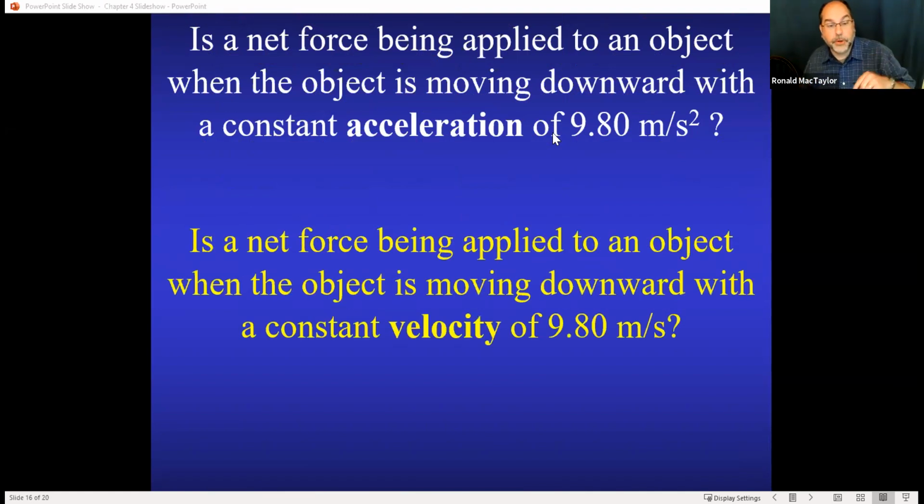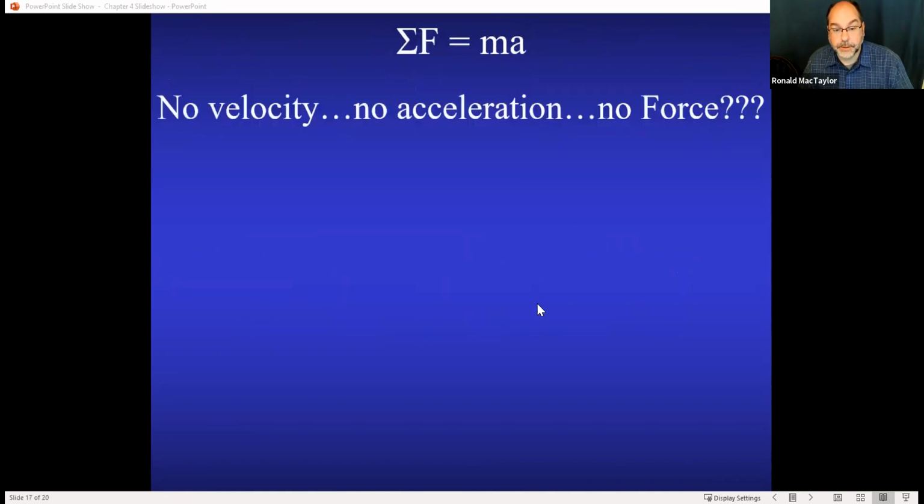Is a net force being applied to an object when the object is moving downward with a constant velocity of 9.8 meters per second? If the velocity is constant, by definition, there's no acceleration. Acceleration is the change in velocity over time. So if there is no change in velocity, there's no acceleration. Therefore, there's no net force because there's no acceleration.